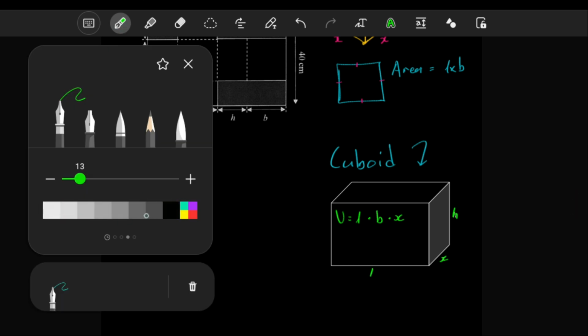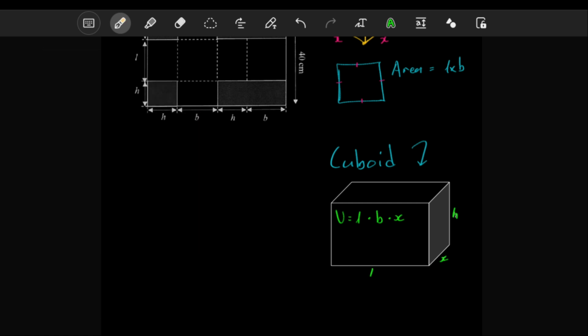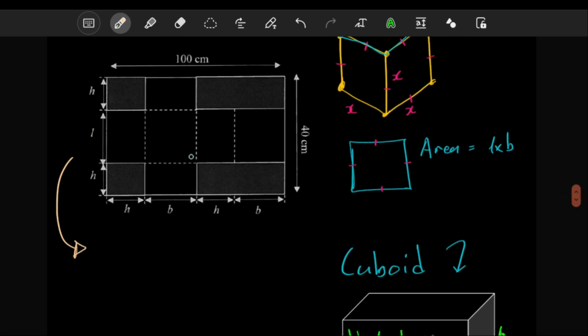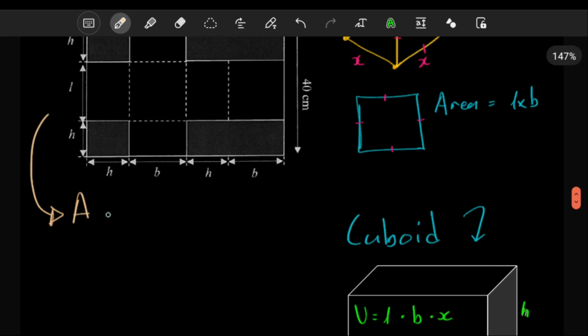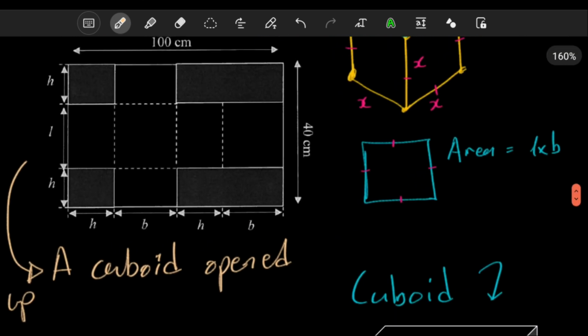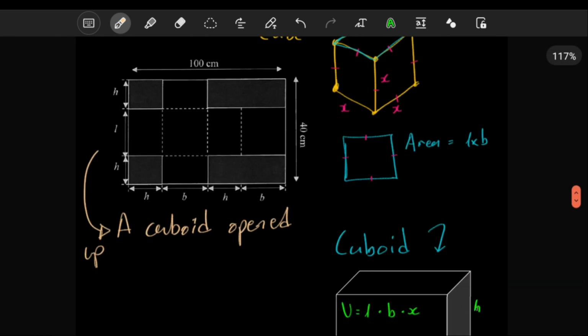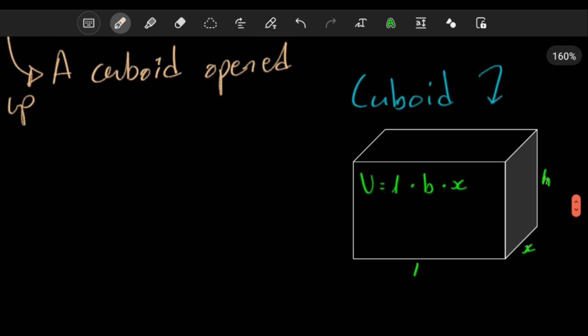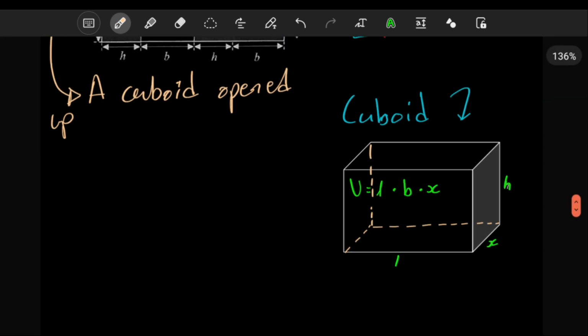We already mentioned that surface area is just the area of your different sides combined. That's why this thing here is just a cuboid opened up. Working out the surface area of a cuboid is literally working out the area of each side and then adding them up together. So if you had to work out the surface area of this cuboid over here, you would work out the left and the right, the top and the bottom, and then the front and the back.